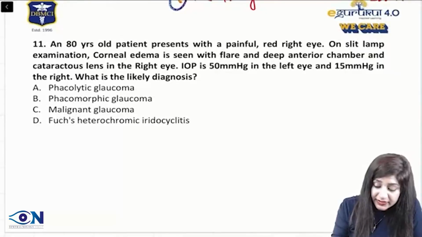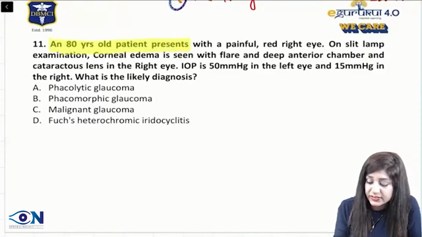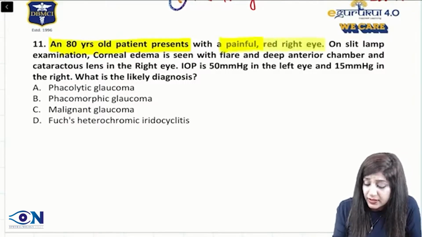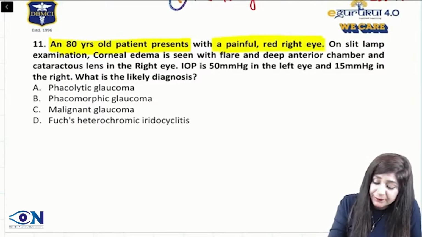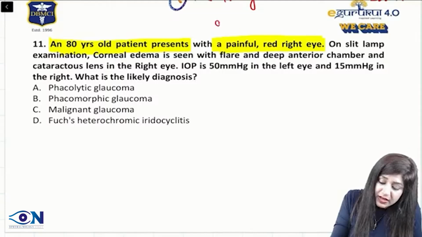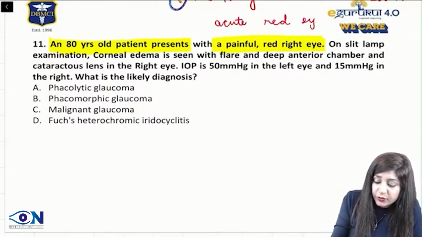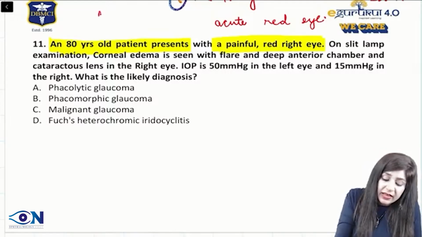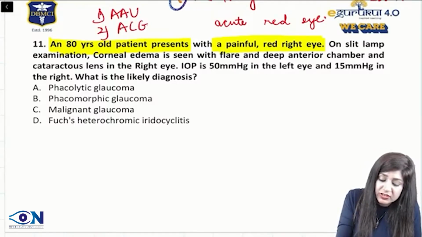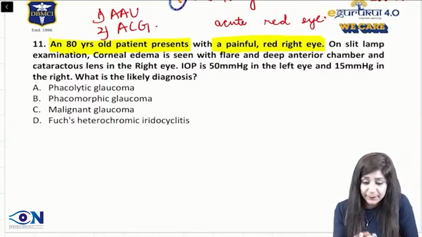Now coming to the next one. Next question says that we have an 80-year-old patient who is presenting with a painful red eye. Painful red eye. That means it's an acute red eye. And I have already told you that acute red eye can be due to acute anterior uveitis or it can be acute congestive glaucoma. We will see what is the cause here.